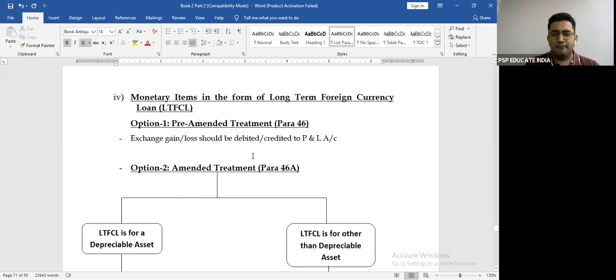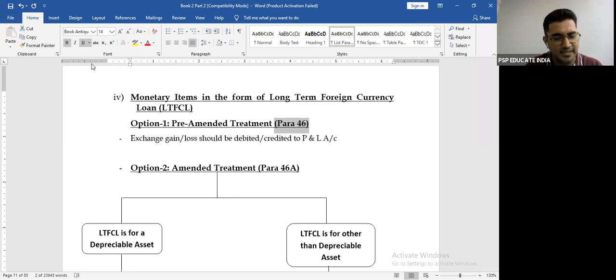अब इसमें दो हमारे पास अमेंडमेंट हुए. सबसे पहला इनिशियल अमेंडमेंट हम समझते हैं, which is known as the pre-amended treatment, which is known as para 46. Very important. This is known as what? Para 46. It is known as para 46.